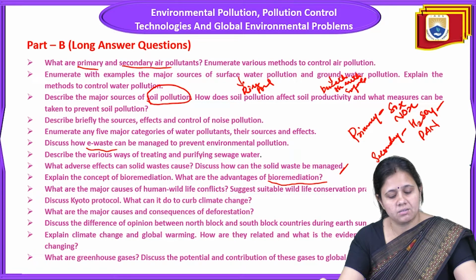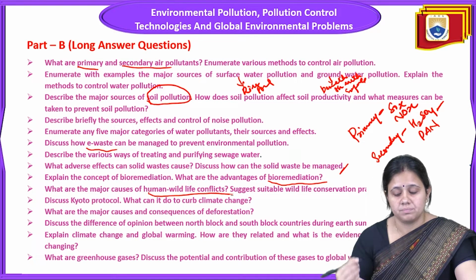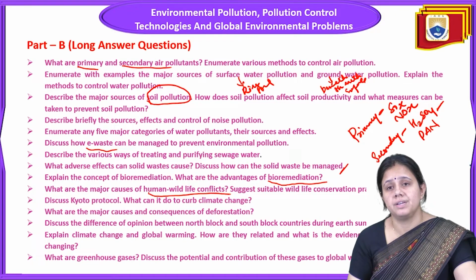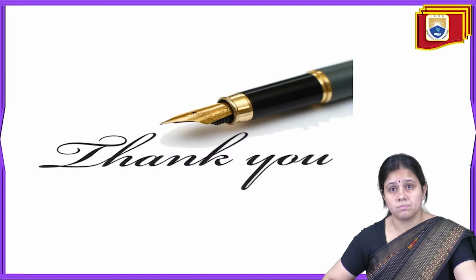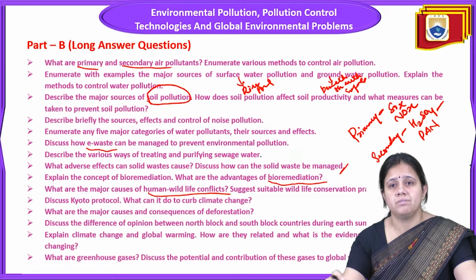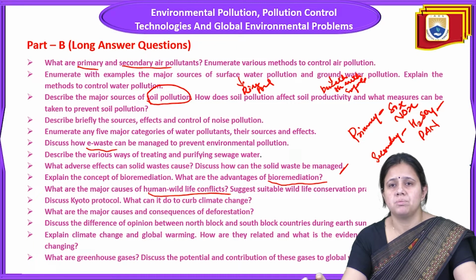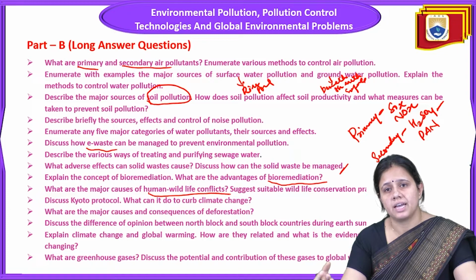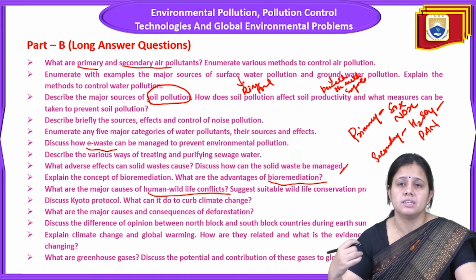Next, what are the major causes of human wildlife conflict? Human wildlife conflict is all due to deforestation, because people clear the forest, which is the animals' territory, and go to live nearby the animals.